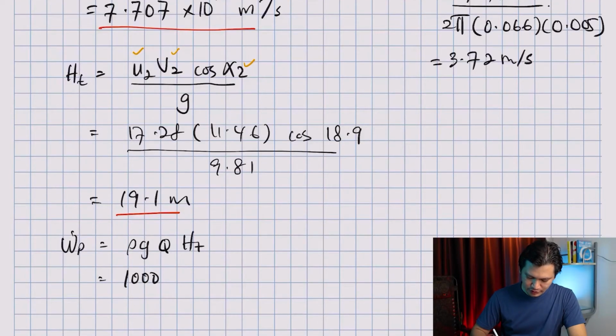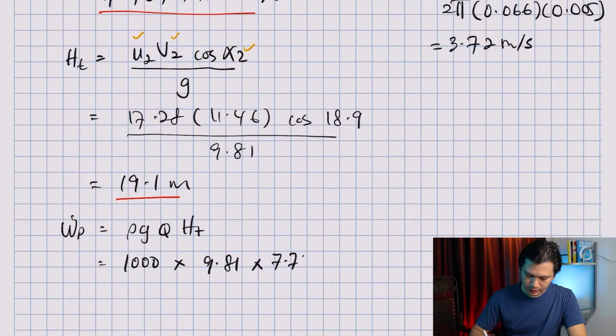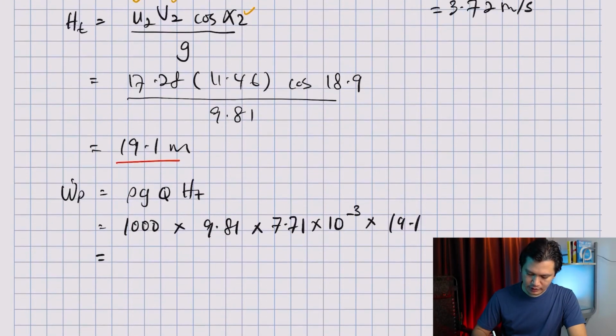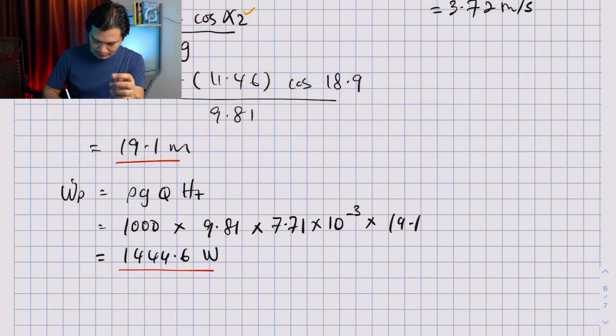So this is 1000 times 9.81 times Q is 7.71 times 10 to the power of minus 3 times HT is 19.1. Okay, and this is equal to 1444.6 watt. Okay, so this is the required power for the pump to operate, right? And let me write this in red.